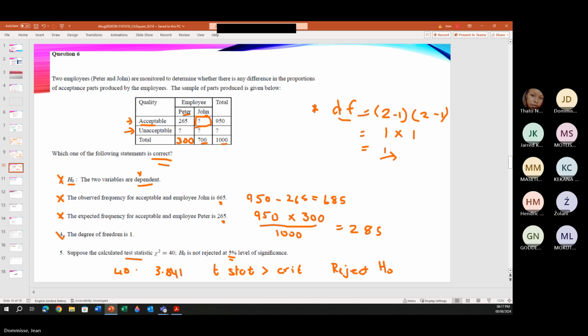So the T-stat is bigger than your critical. So 40 is bigger, so we will reject the null hypothesis. They tell us the null hypothesis is not rejected. That's what's wrong in this one. So that is why option 5 is also wrong.